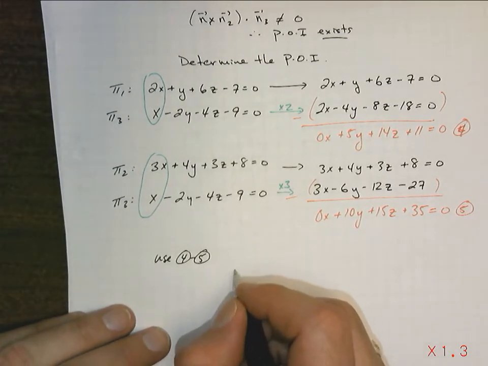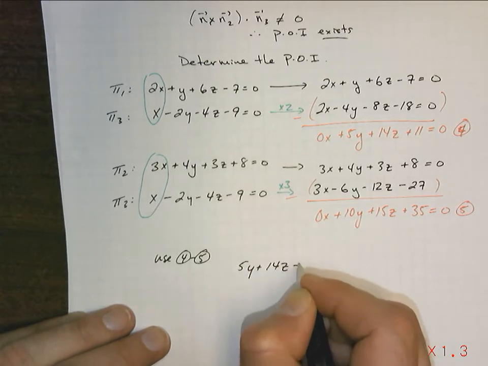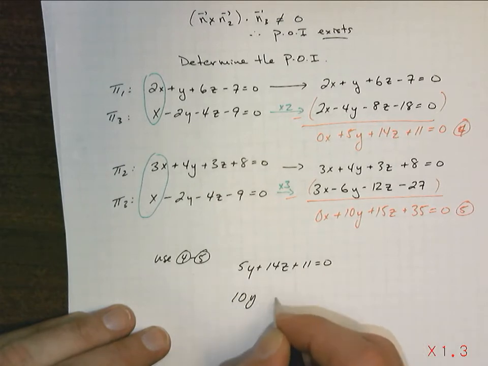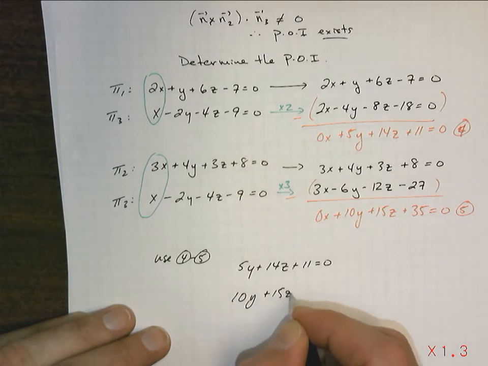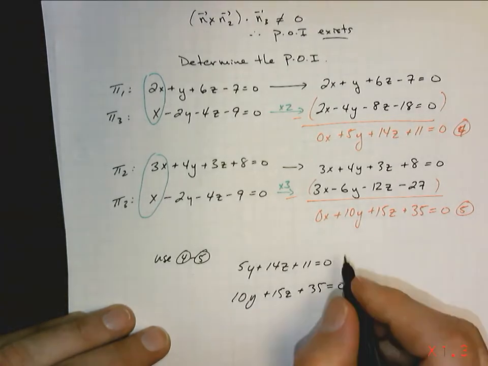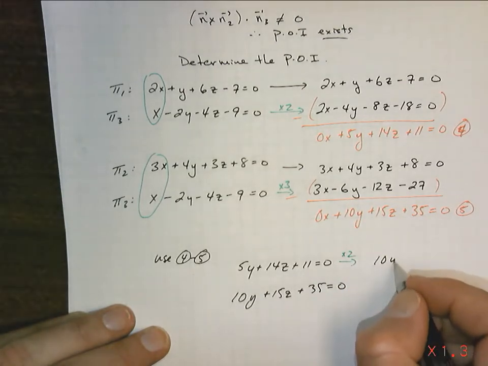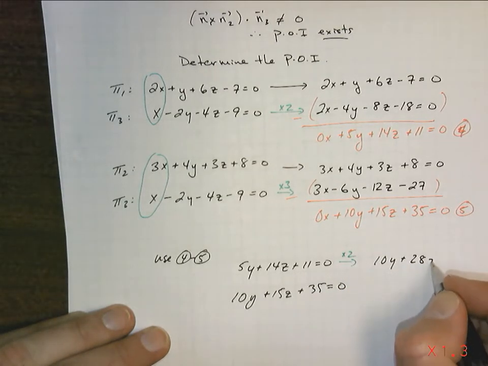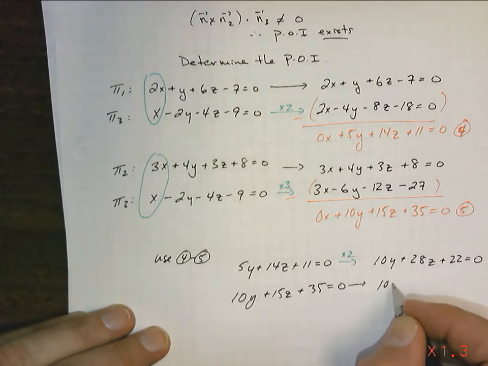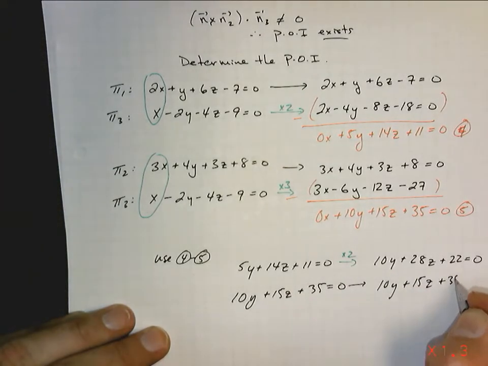Let's see what we get for 4. We're going to get 5y plus 14z plus 11 equals 0. You're going to get 10y plus 15z plus 35 equals 0. I'm going to multiply this one by 2: 10y plus 28z plus 22 equals 0. This comes across: 10y plus 15z plus 35 equals 0.